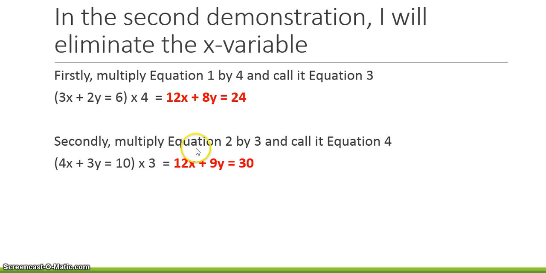Then I multiply equation 2 by 3 and I'll call that one equation 4. Here's the original equation 2 as it originally looked. I multiply it by 3 and I get 12x plus 9y is equal to 30. Now you can see that the coefficients of x are both the same value, 12, and I can subtract these two equations to eliminate x.